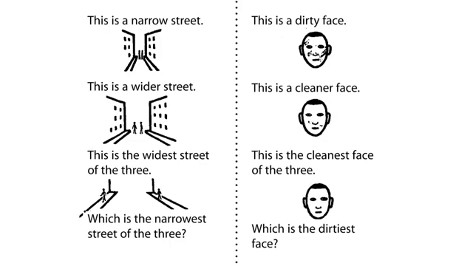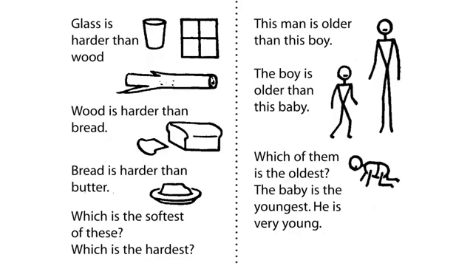This is a dirty face. This is a cleaner face. This is the cleanest face of the 3. Which is the dirtiest face? Glass is harder than wood. Wood is harder than bread. Bread is harder than butter. Which is the softest of these?